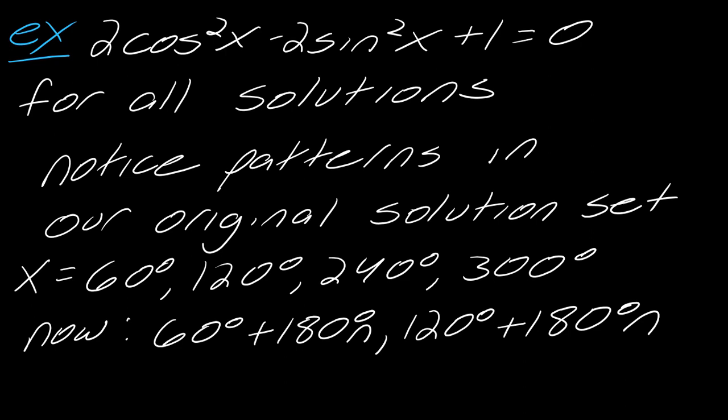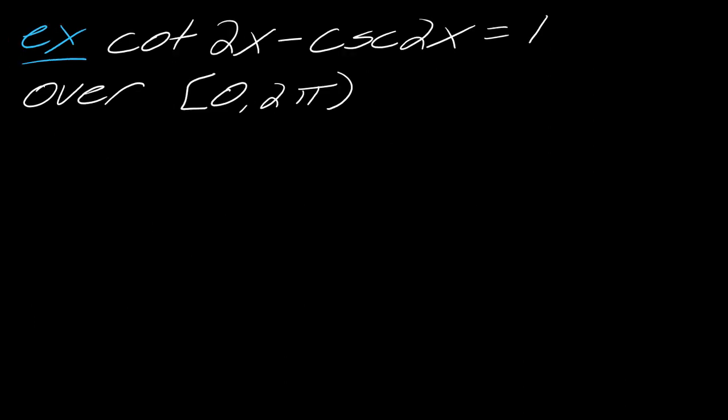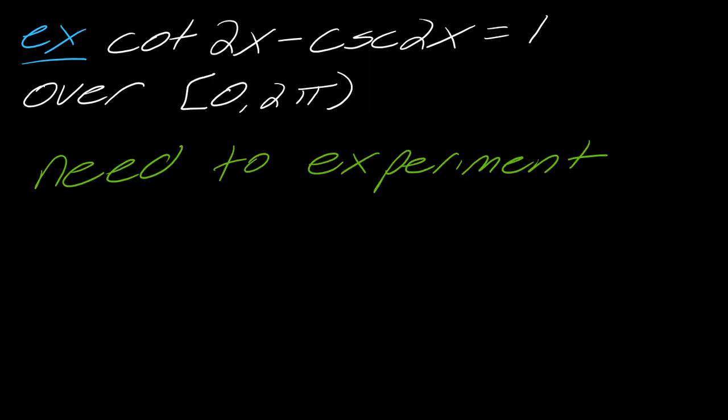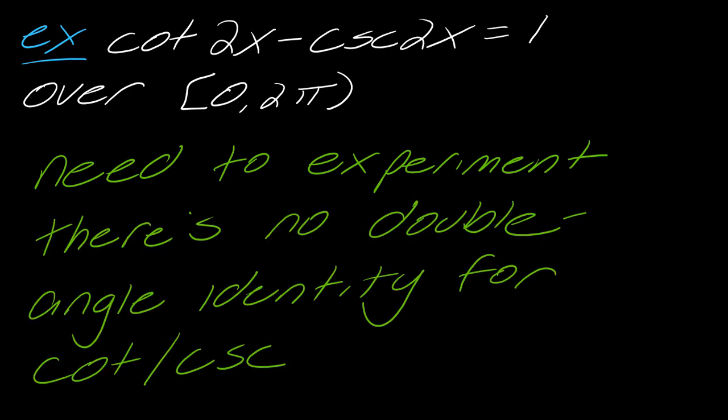Okay, so a little bit of a plot twist there, but now that you know this, you can kind of expect it. So now I've got cotangent of 2x minus cosecant 2x equals 1 from 0 to 2 pi. All right, so we're going to need to experiment here, and the thing that you want to realize is that there is no double angle identity for cotangent and cosecant.